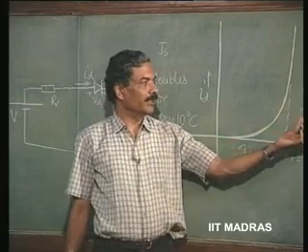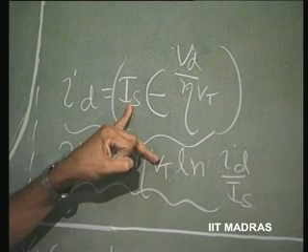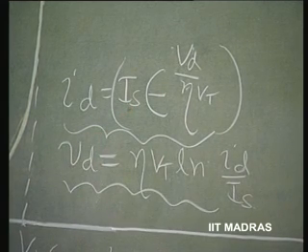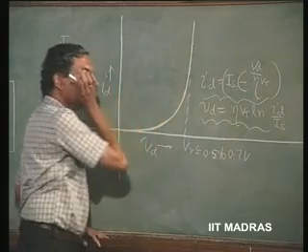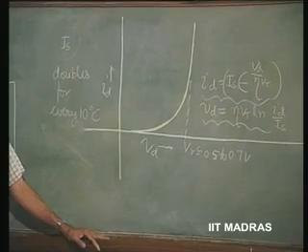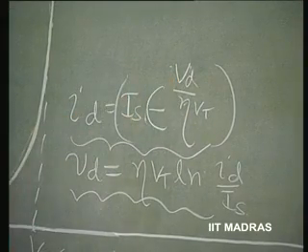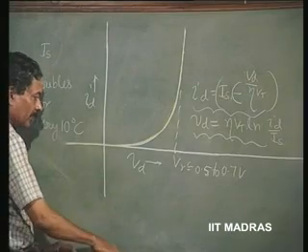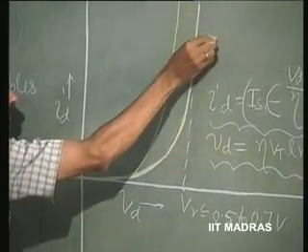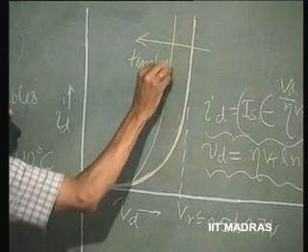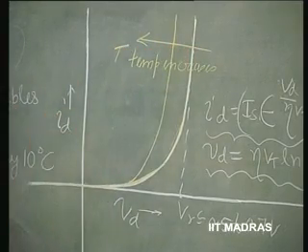So, if we look at the diode characteristic, since Is doubles for every 10 degree rise in temperature, the current is dependent upon Is into exponent Vd by eta Vt. For the same voltage, I can get higher current. For the same Vd, eta Vt remains constant. Since Is doubles for every 10 degree rise in temperature, for a higher temperature, if I draw the characteristic, it might go like this. So, as temperature increases, in this direction, this characteristic moves.